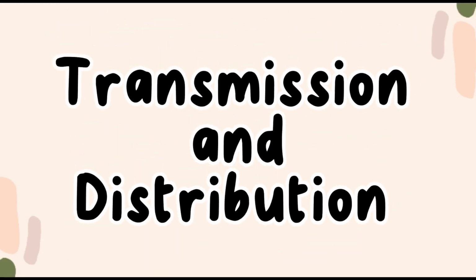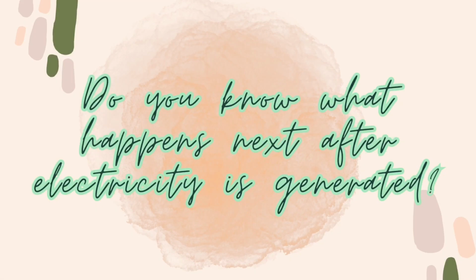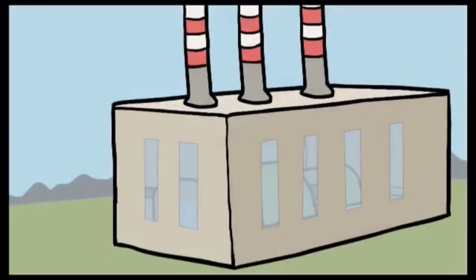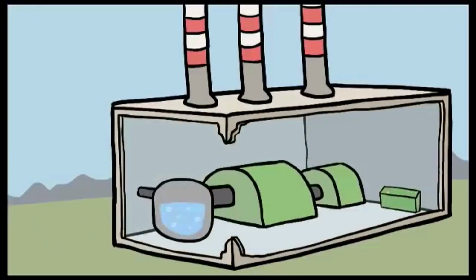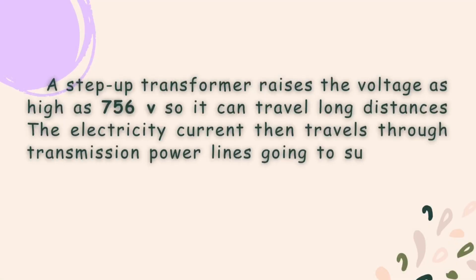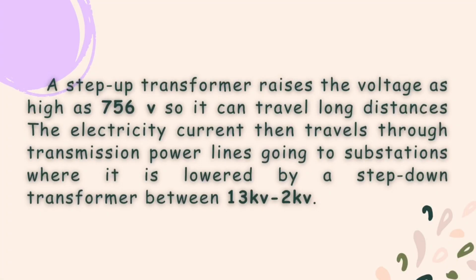Next is transmission and distribution. Do you know what happens next after electricity is generated? That is correct. Through transmission, after generating the electricity from the power plants, it then flows through large wires to connect the step-up transformer. A step-up transformer raises the voltage as high as 756 volts so it can travel long distances. The electricity current then travels through transmission power lines going to substations where it is lowered by a step-down transformer between 13 kilovolts to 2 kilovolts.